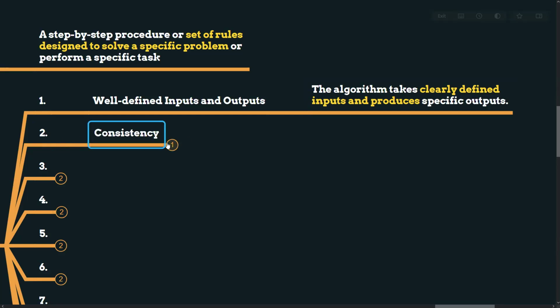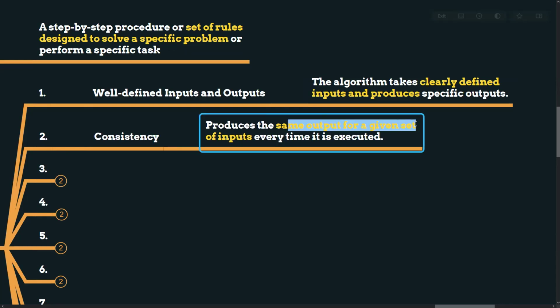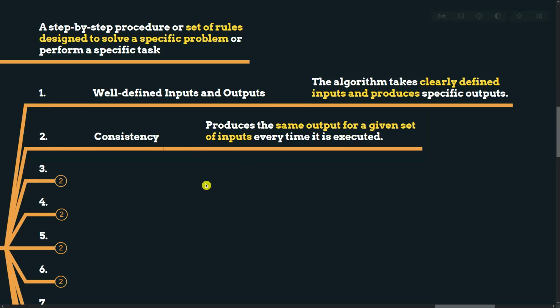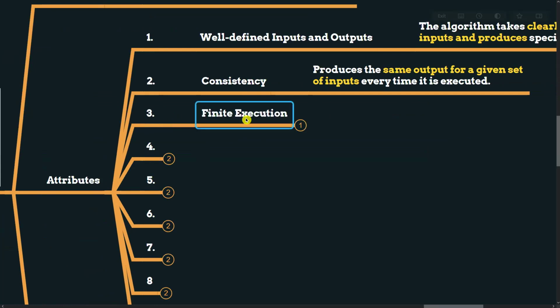The second one is consistency. It produces the same output for a given set of inputs every time it is executed. For example, if you are making Hyderabad biryani, and you know the recipe, and every time you follow the exact amounts and mix in the correct way, you must get the same quality biryani every time. Like that, an algorithm should produce the same output for a given set of inputs every time it is executed. So you should get the same dish, as I explained. Similarly, an algorithm should produce the same result for the same inputs every time. That's consistency.